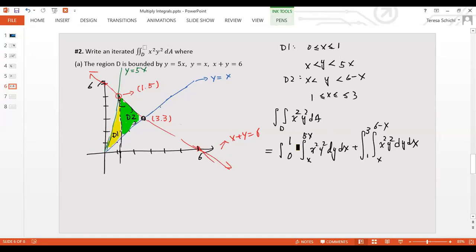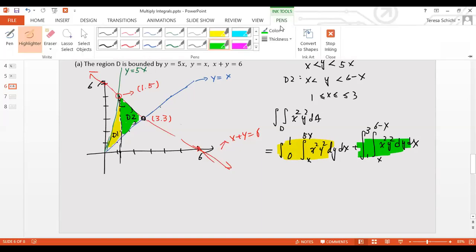So let's color code here. This is my yellow region, and this is my green region. All right, so this is how you separate the regions. This triangle does not belong to type 1 or type 2, so you can separate that.